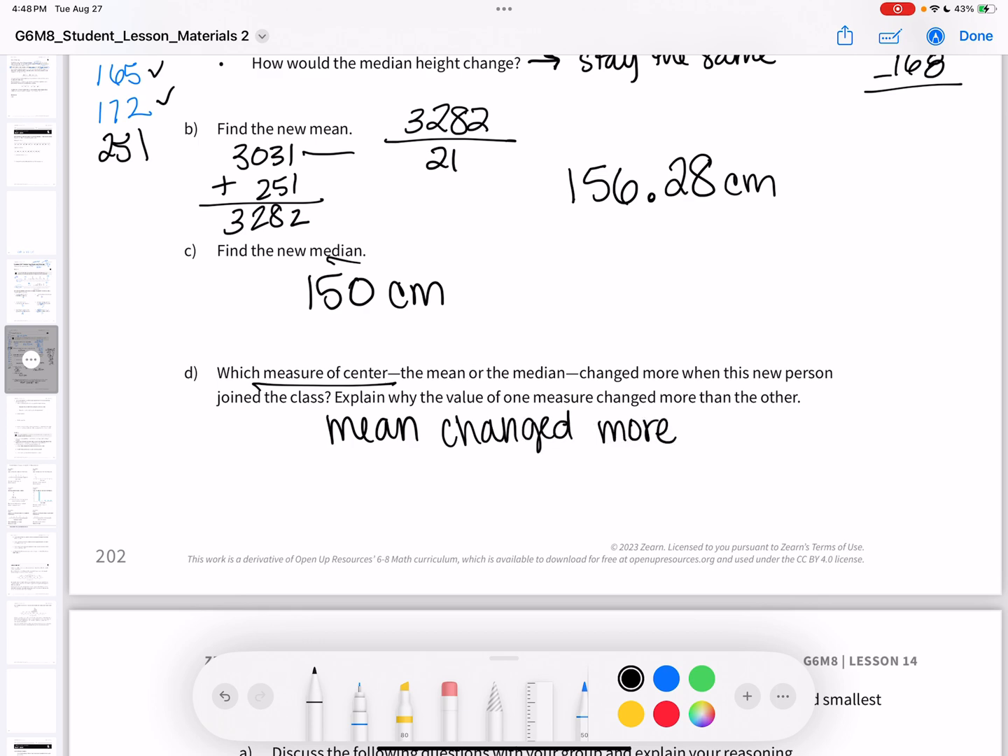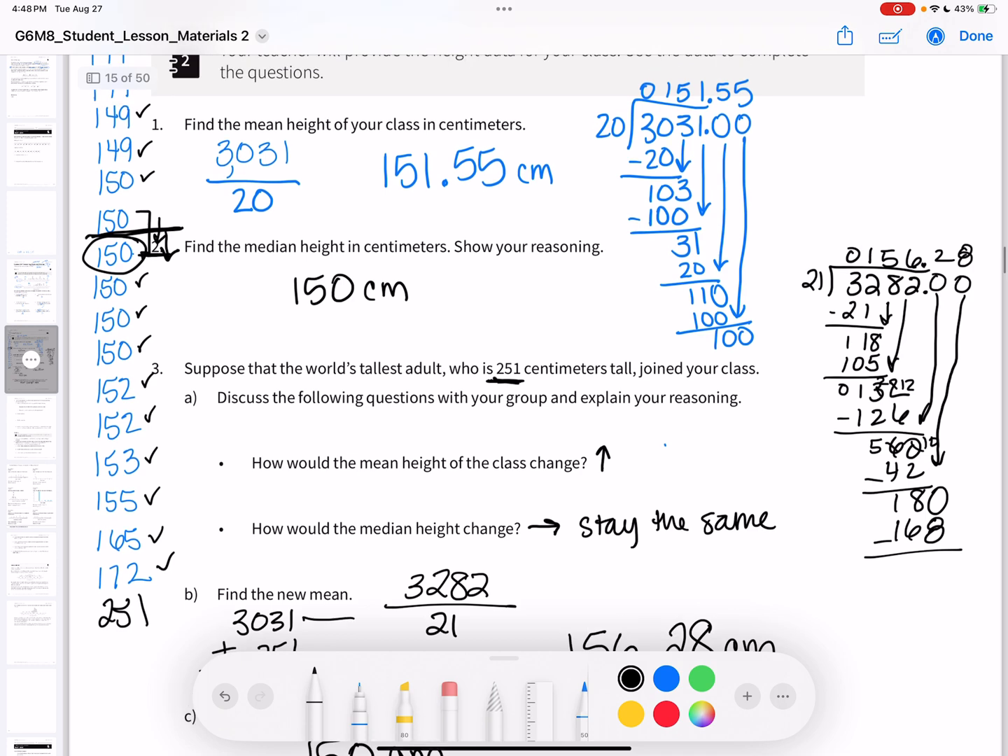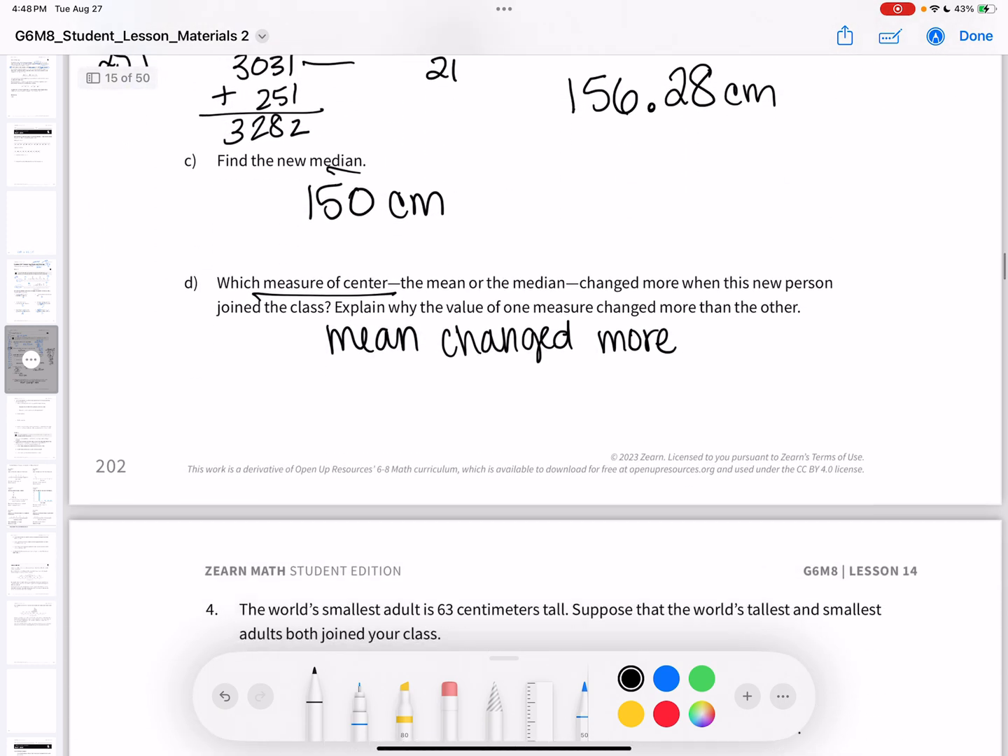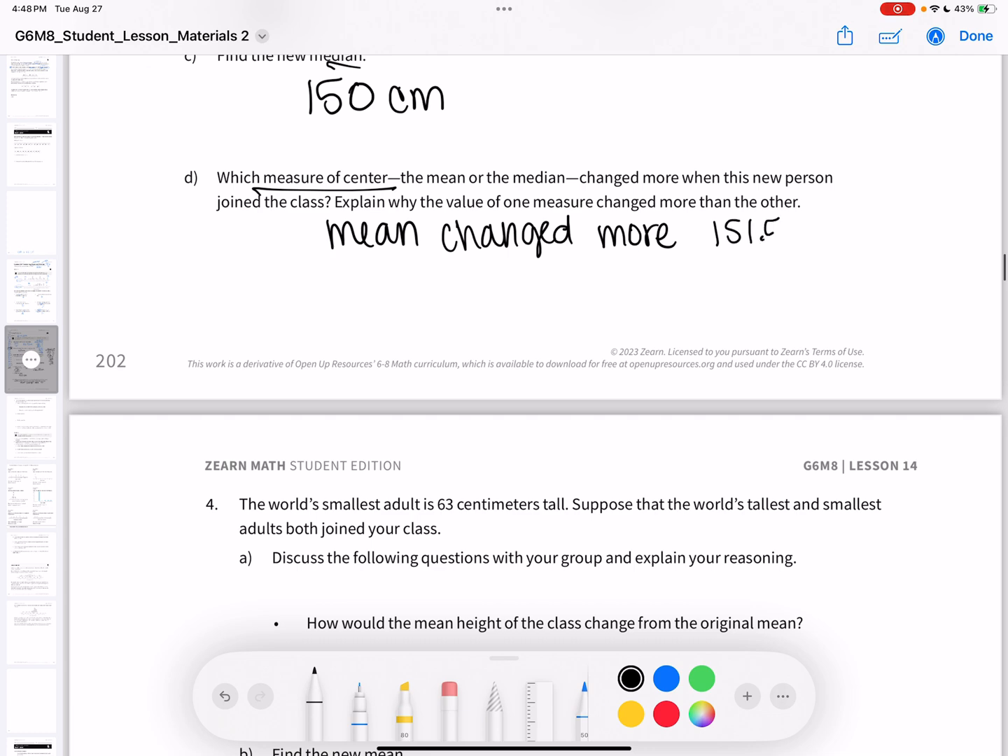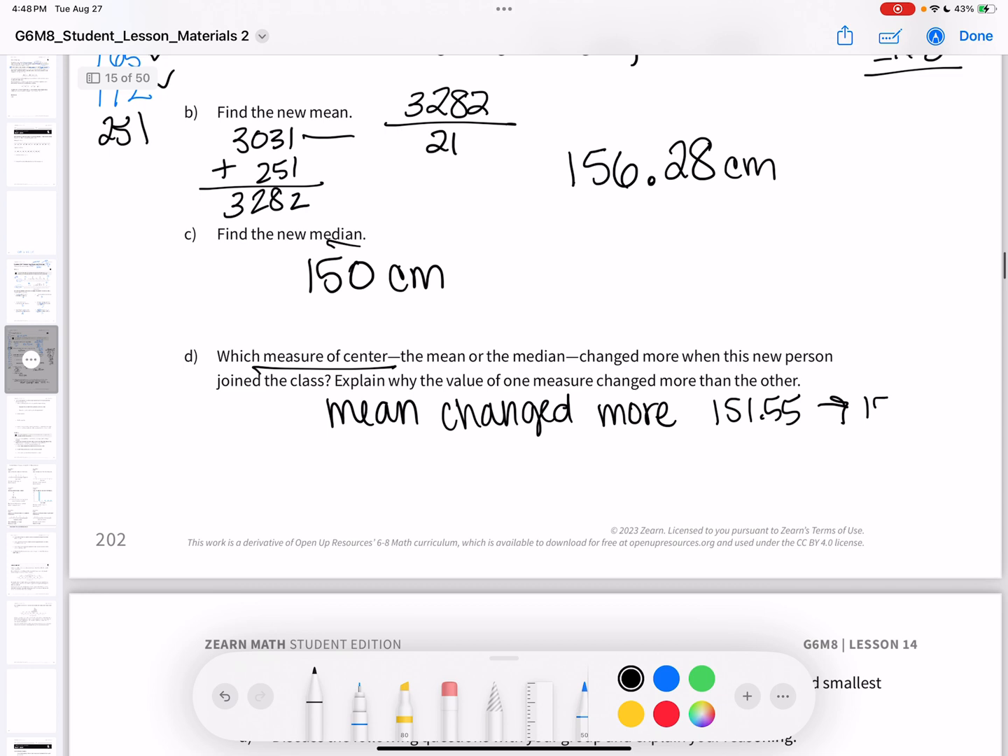It went from 151.55 to 156.28. Our median went from 150 to 150, so it didn't change. So our mean changed more.